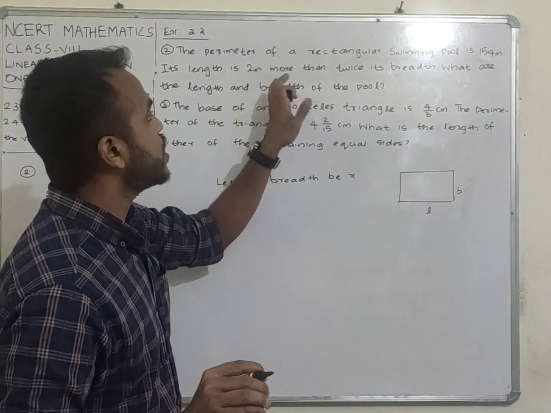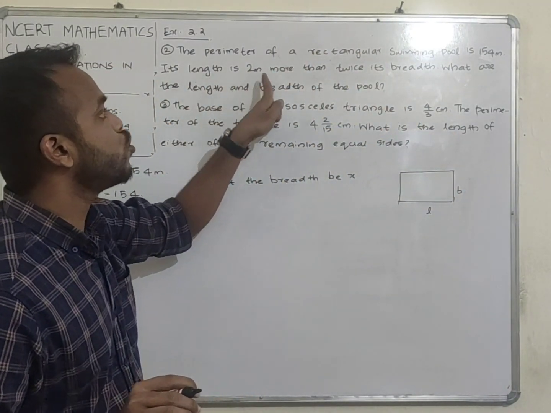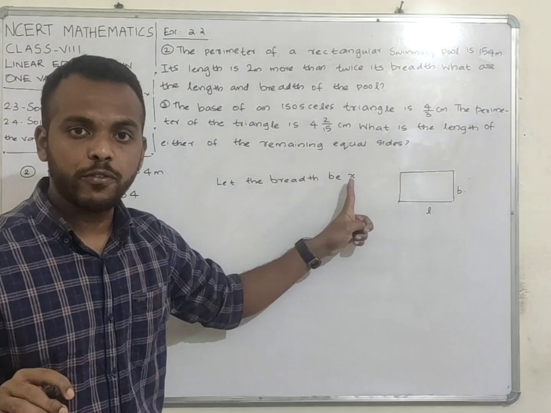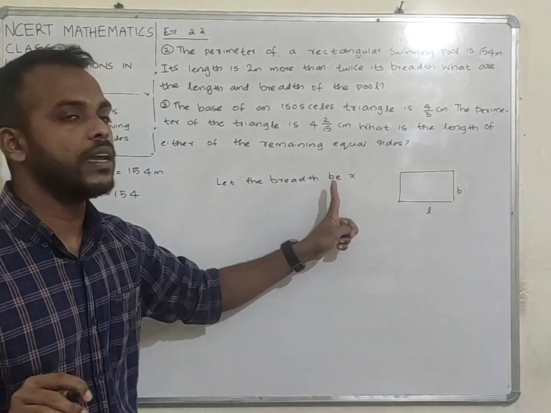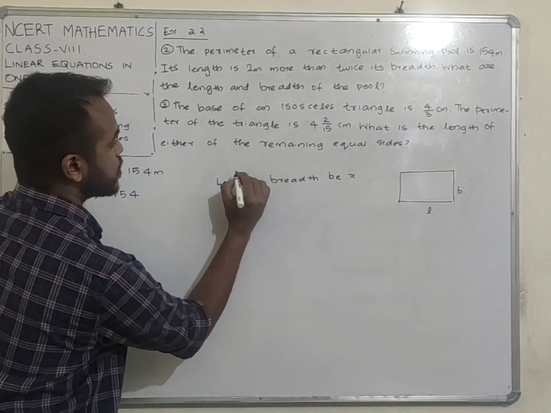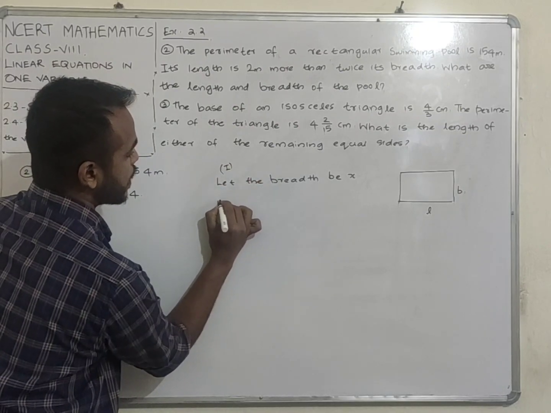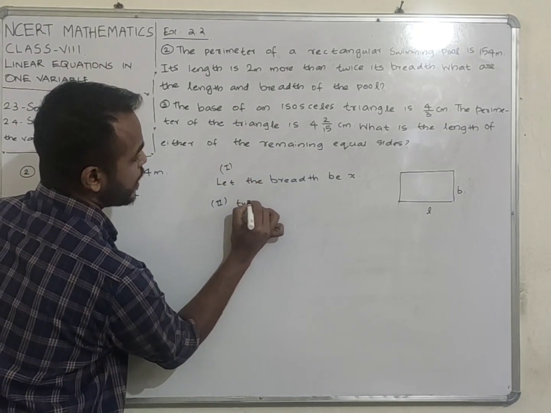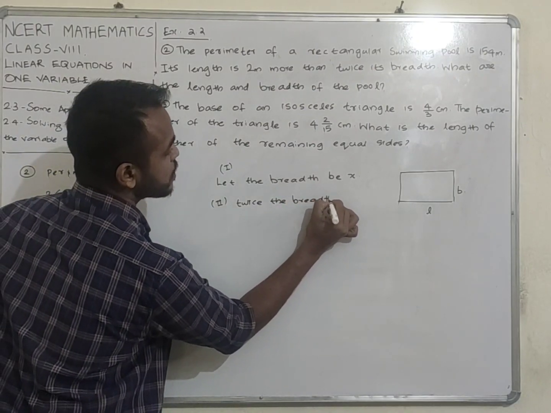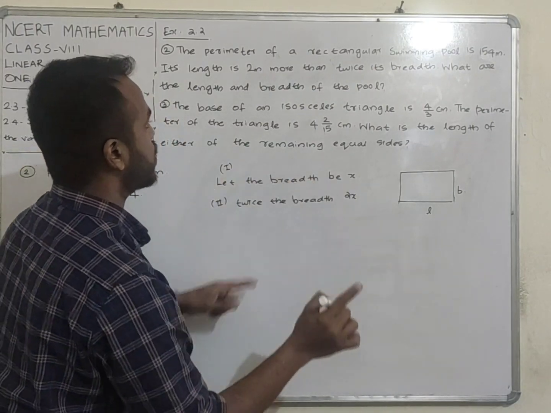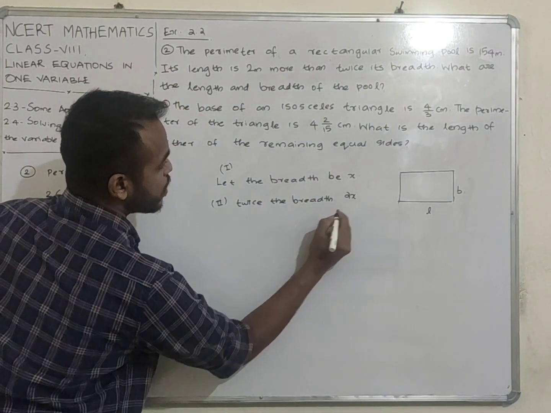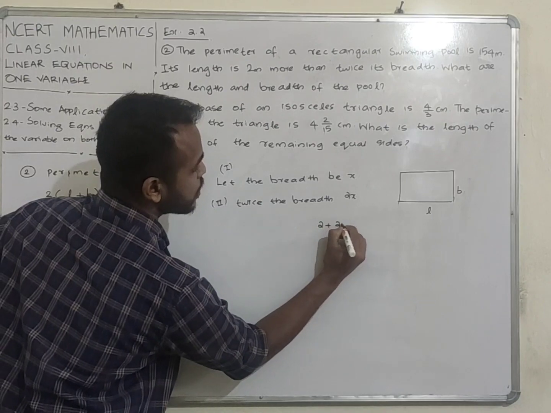Now, what is the relation between length and breadth? Length is 2 meter more than twice its breadth. And what have we assumed for breadth? Breadth is assumed to be x. Twice its breadth means, what is that? So, this is the first statement. And the second statement says, twice the breadth. So, that is 2x. Now, another condition is given alongside: 2 meter more than. So, 2 meter more than means 2 plus 2x.